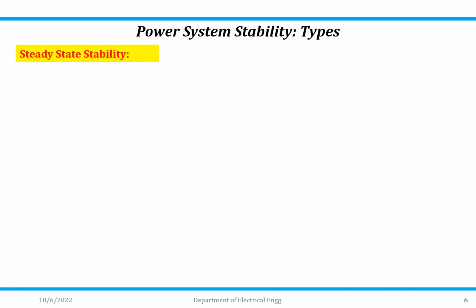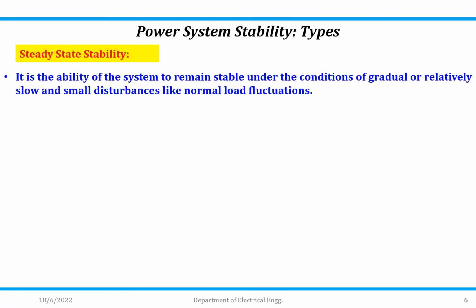Now, what are the types of power system stability? First of all, the first type is steady state stability. What is steady state stability? It is the ability of the system to remain stable under the condition of gradual or relatively slow and small disturbances like normal load fluctuation.